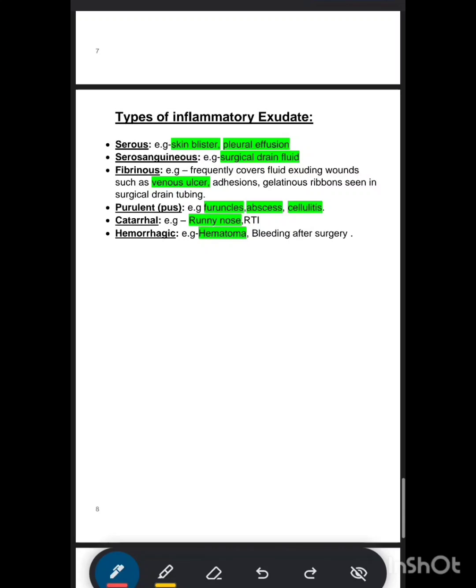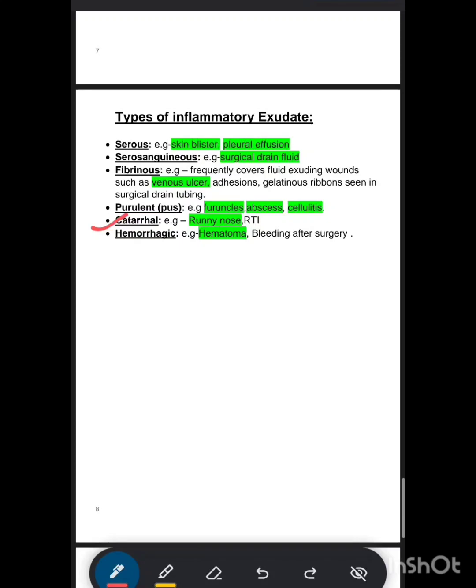Next is purulent or pus. It consists of WBC, microorganisms, dead cells, and liquefied dead cells. And examples of these are furuncles, abscess, and cellulitis. Next, catarrh is found in tissue where mucus is produced. This mucus production increases when inflammation occurs.